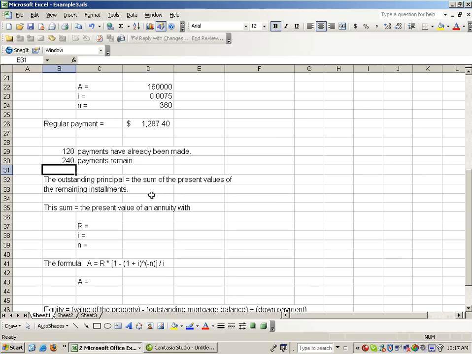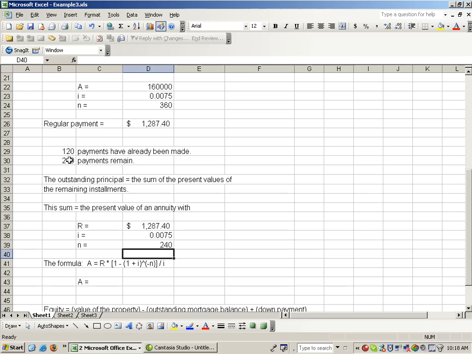Now the outstanding principal equals the sum of the present values of the remaining installments, of the remaining 240 payments. So we're going to find the present value. We're going to use the present value formula, and we need to know what these things are. So R is equal to the regular payment, which we now know to be this number right here. I stands for the interest rate per conversion period, so it's still 9% divided by 12. And N is 240, because 240 payments remain.